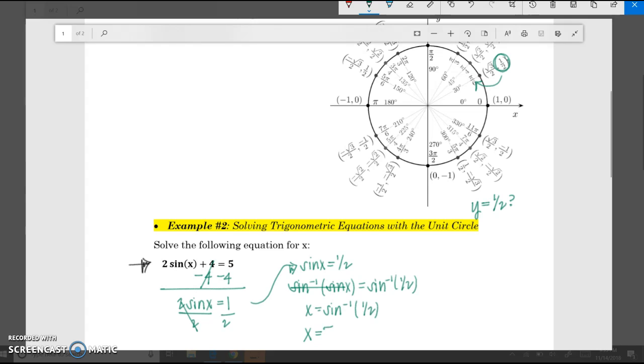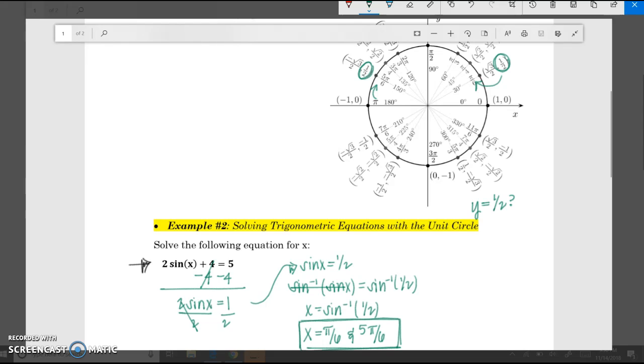So I can say x is equal to pi over 6, and then I can continue around the unit circle. So the next place, and mine's covered up by this menu bar right here, but you should be able to see the one fully on your page, the next place that we get a sine of 1/2 is right here at 5 pi over 6. So those are going to be my two solutions.